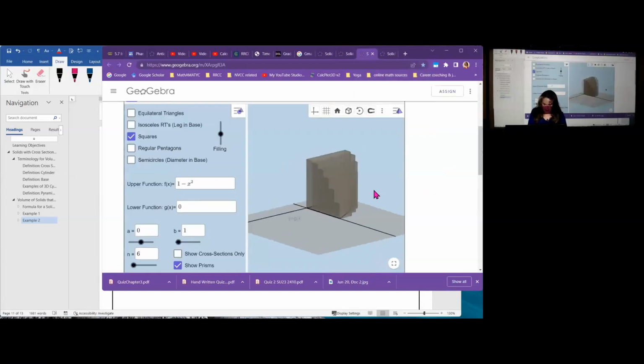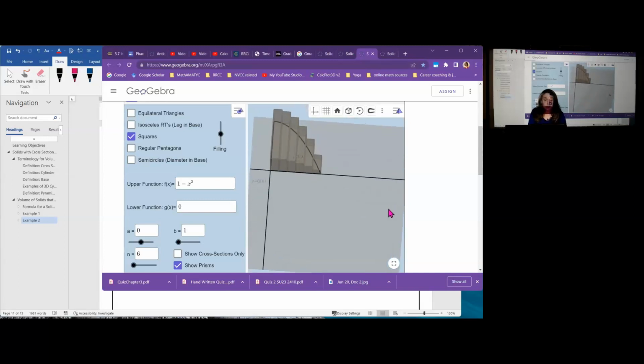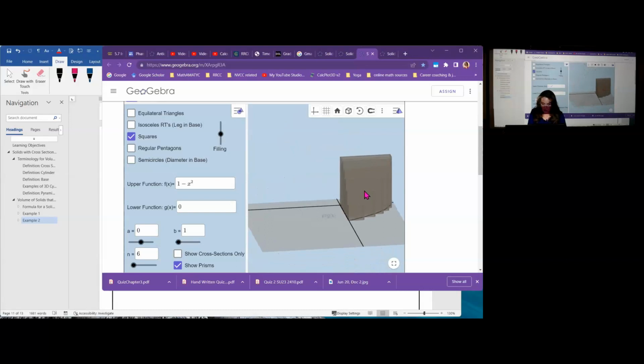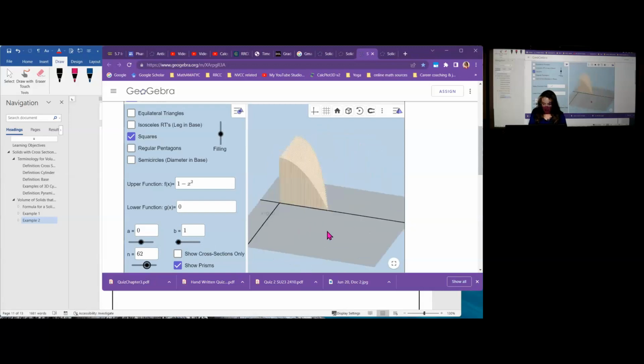Here is that solid in this picture right here. You can see the shape right there of the downward opening parabola above the x-axis and to the right of the y-axis. And of course, we've got all of these shapes coming up that are squares. I have 6 boxes here, but you could increase the number of boxes dramatically to get a better idea of what the actual solid looks like. It's very similar to one of the ones I showed you earlier.